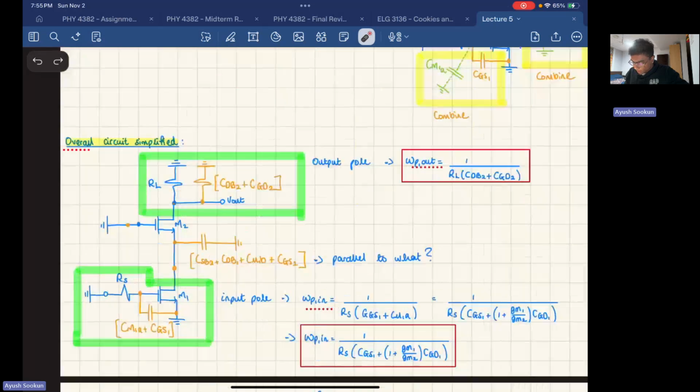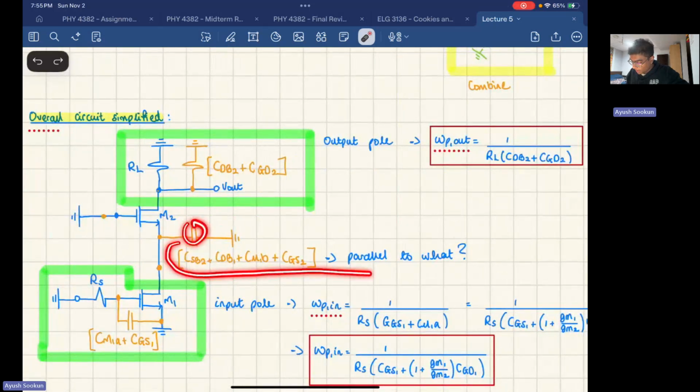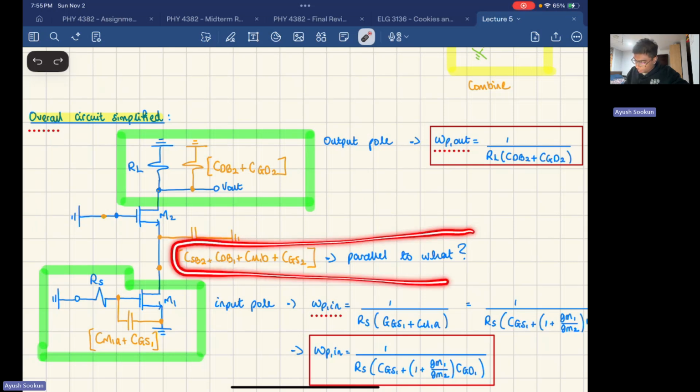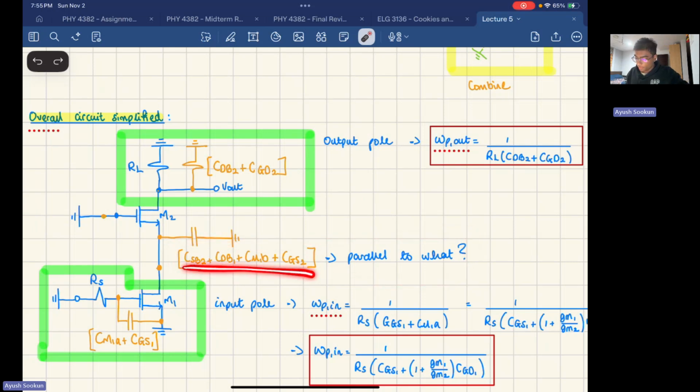Okay. Now we have this capacitor that we drew. All right, we combine. It's four of them. It's CSB2, CDB1, CM1B, and CGS2. That's four capacitors. But it's parallel to what? All right, I want you to think about that for a minute. What is this capacitor parallel to? Think about it. Pause the video. Think critically about it, and then I'll come back to it.